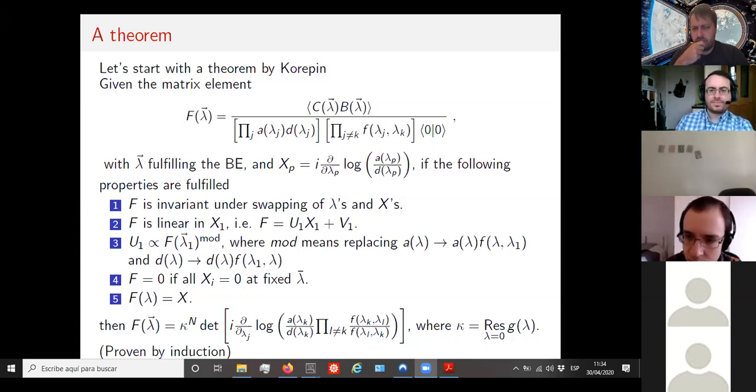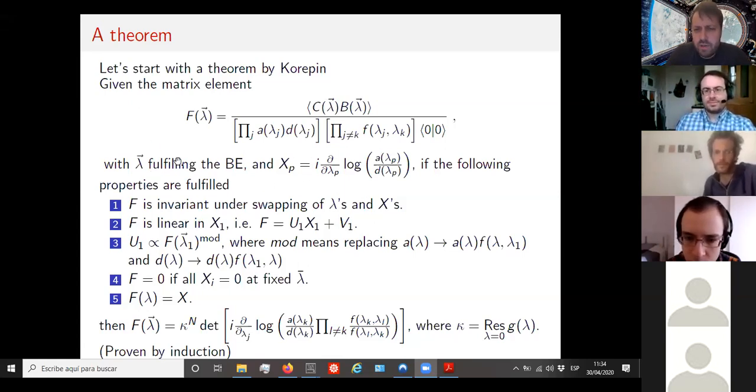No, I still do not understand how lambda and X are independent, because if you change A and D, how many parameters is it? Lambdas are like the number of magnons, but yes, with X they are independent in the sense that you can manipulate A and D without changing your... Right.